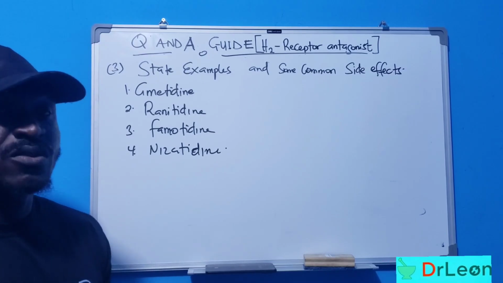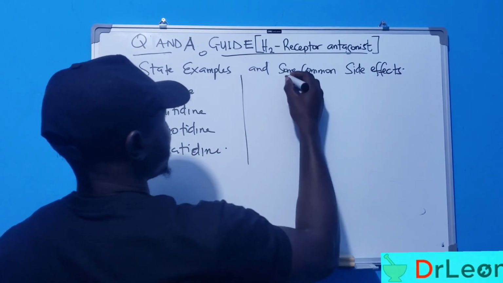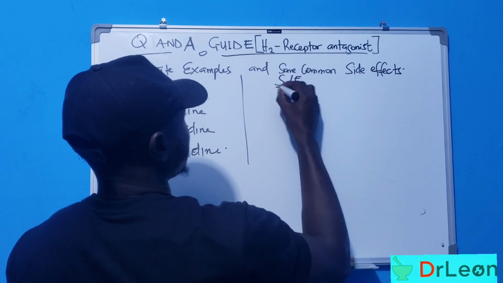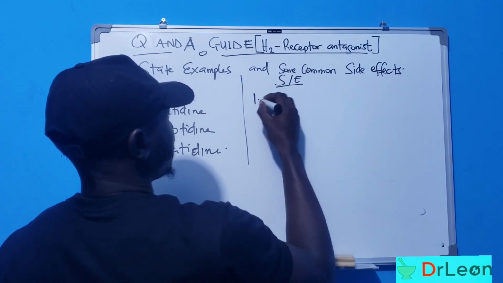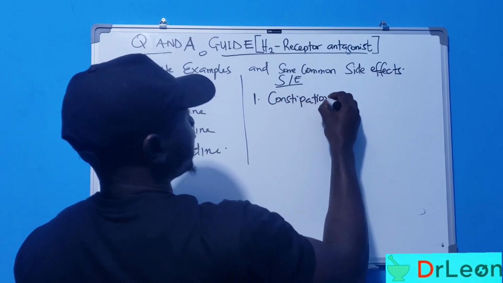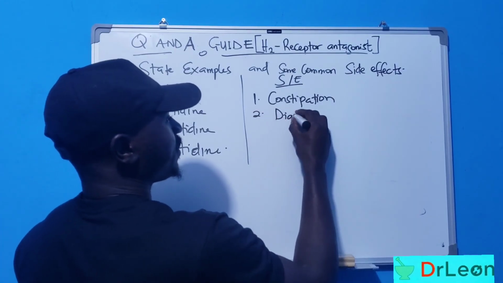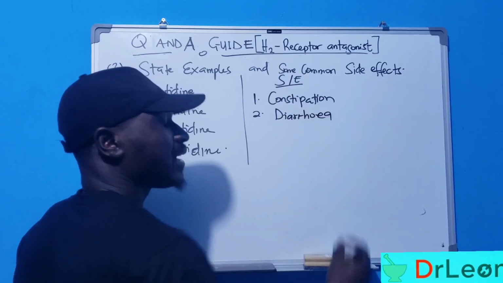And some of the common side effects of H2 receptor antagonists. So the side effect is that some patients may have constipation when they take them. Some too may also have, instead of constipation, diarrhea.